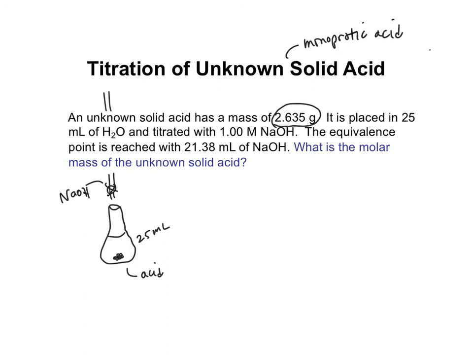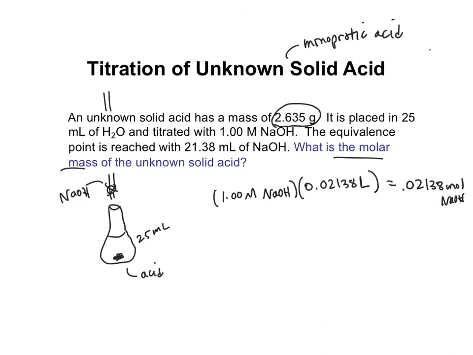All right, so I think we're ready. We can use for sodium hydroxide 1 molar. Molarity times volume is moles, right? So 0.02138 liters of it needed to neutralize the acid. So that's 0.02138 moles of sodium hydroxide needed. And the next step is the question is, what is the molar mass for this one?